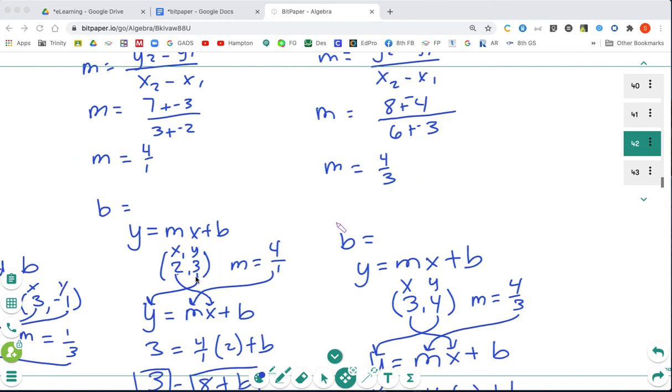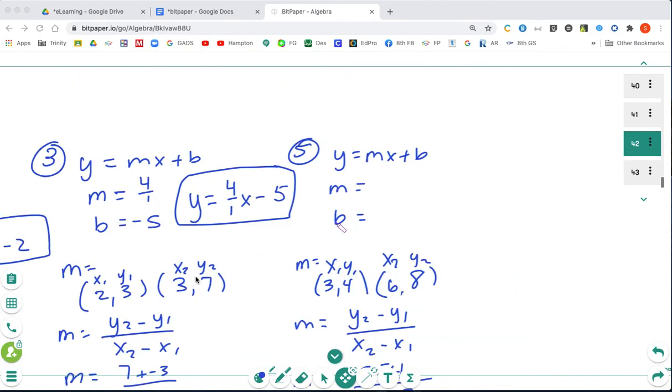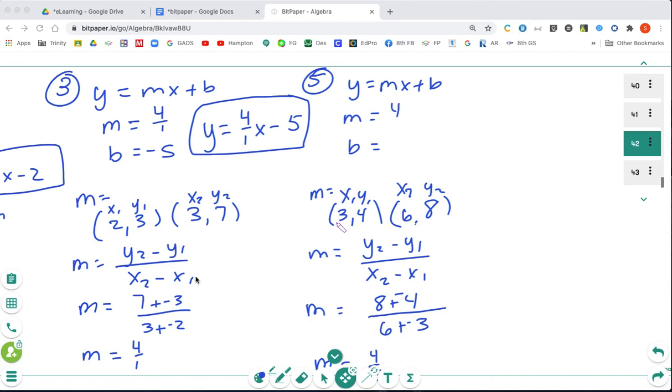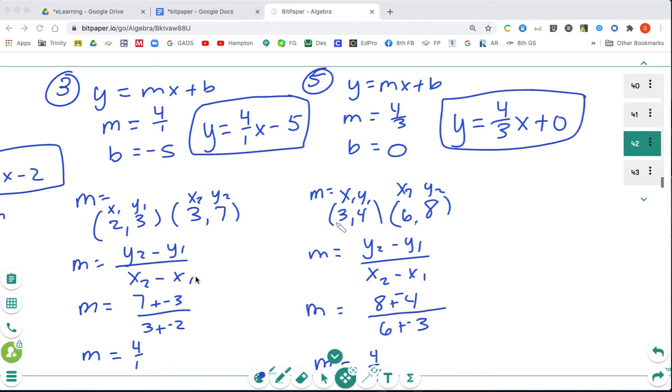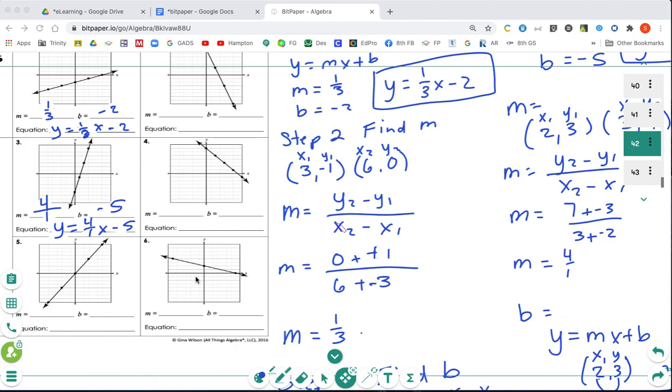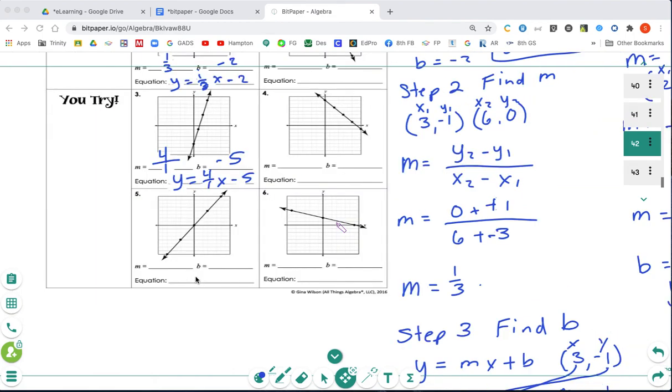Go back up to my formula, fill in what I know. My slope is 4/3. My b is 0. My equation is y is equal to 4/3 x plus 0. Go back over underneath my graph. So the graph of the equation of this line is going to be 4/3 for the slope, 0 for the b. Y is equal to 4/3 x plus 0. And now you know how to write the equation of a line.